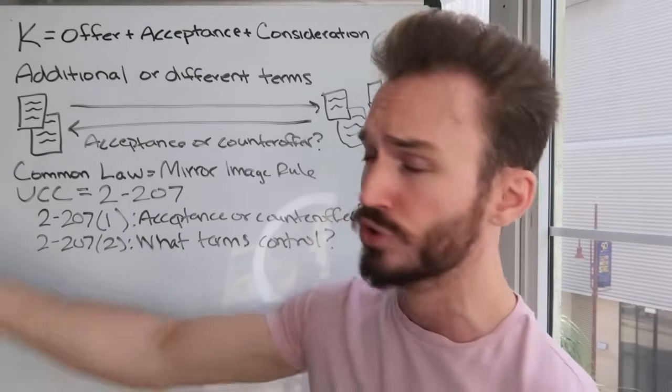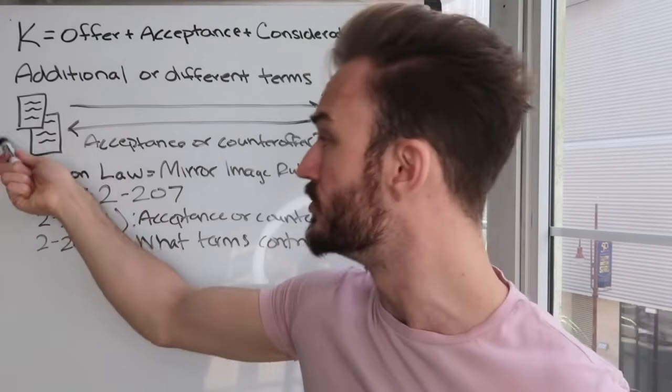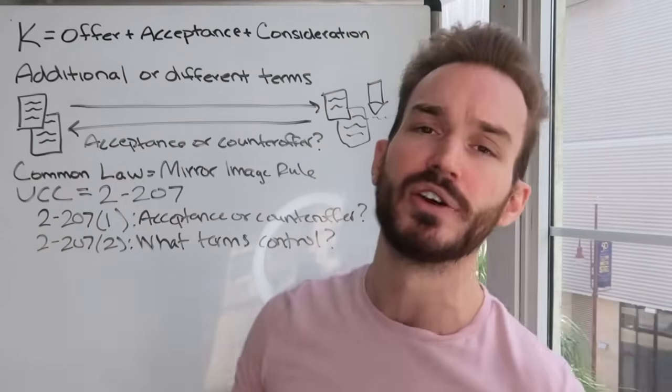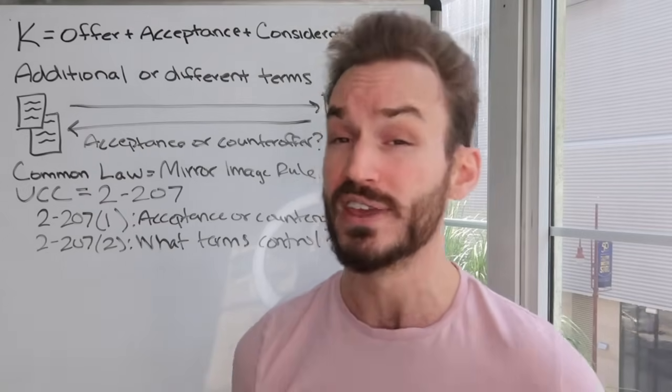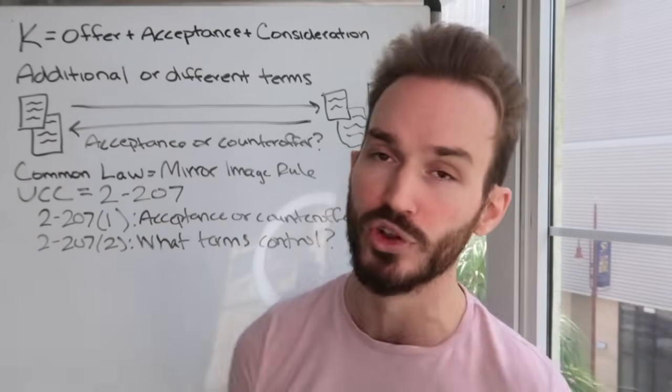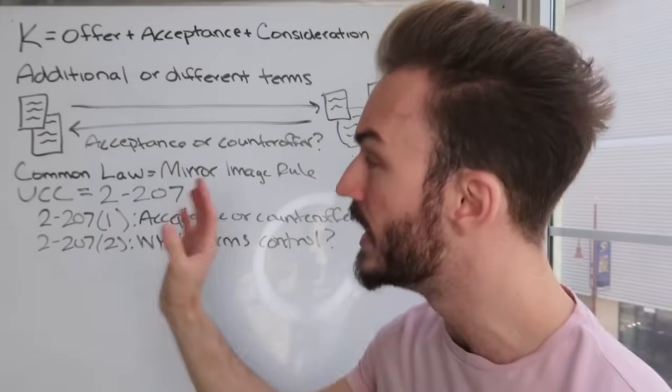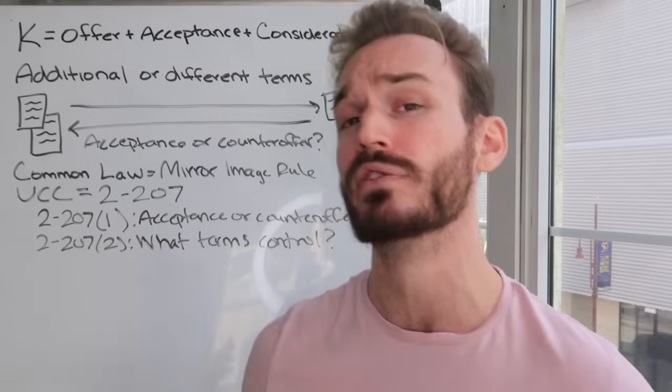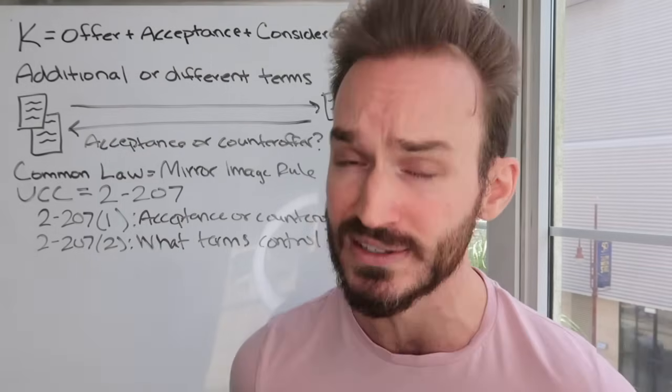Your starting point rule is if both parties are merchants, then the additional or different terms control. If either party is not a merchant, then UCC gap fillers will be implemented. But then again, remember under UCC 2-207(2), we do have those three exceptions.